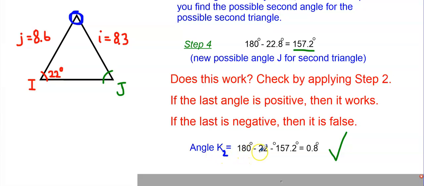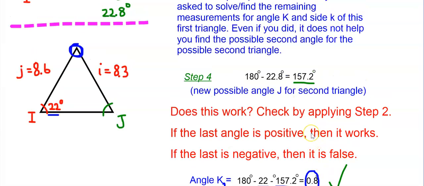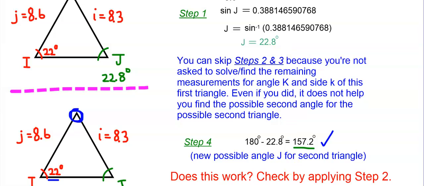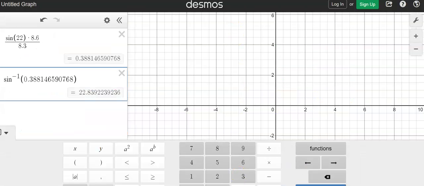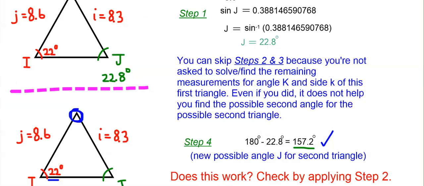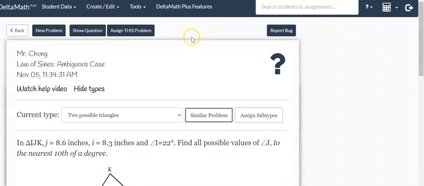So 180 minus 22 from the given measurement and minus 157.2 from the supplement of the new angle J, and we got 0.8, which is positive. Because it is positive, that means 157.2 is true. So that means that is our second answer. So our two solutions to this problem are 22.8 and 157.2.